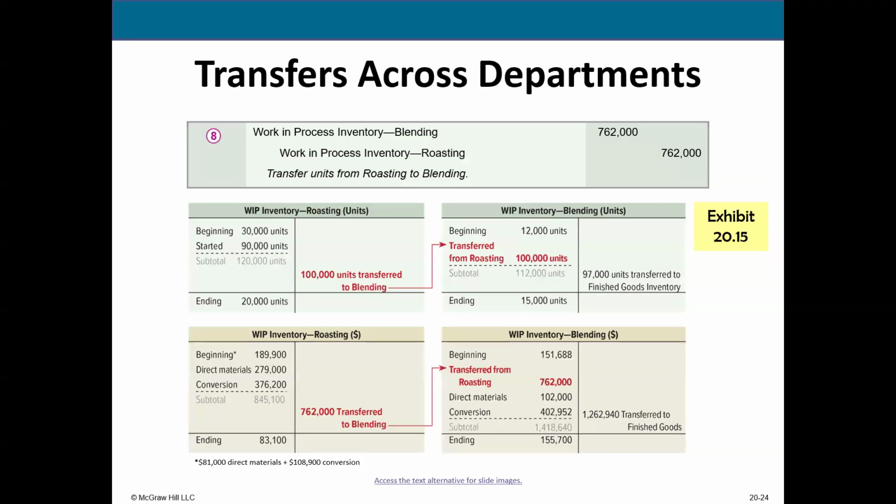So, for example, I'm moving inventory out of the roasting department and into the blending department. And as I'm doing that, I'm taking my direct materials, direct labor, factory overhead, and I'm going to debit the blending department and credit those costs from the roasting department. What this effectively does is it shows us how those costs are being transferred from one department to the next.